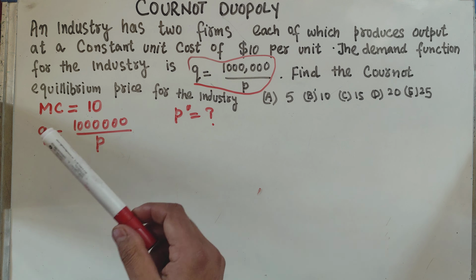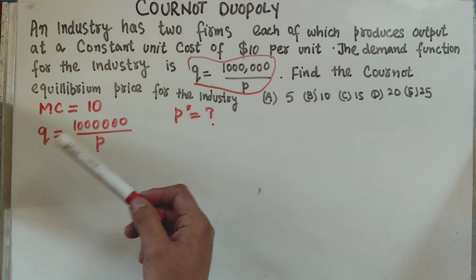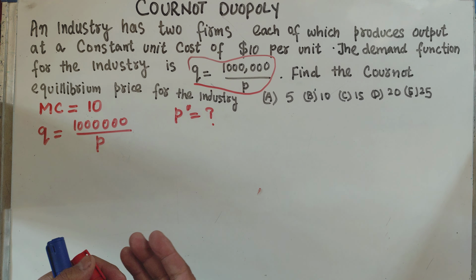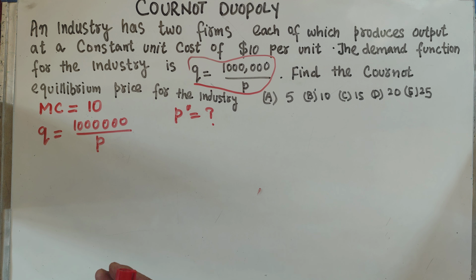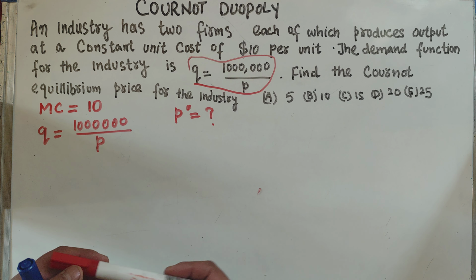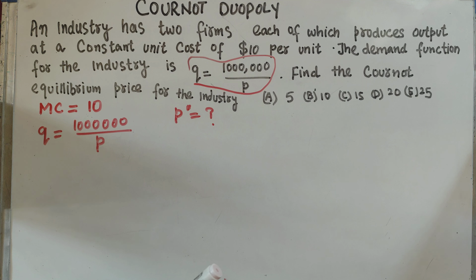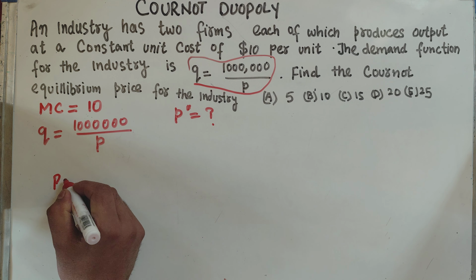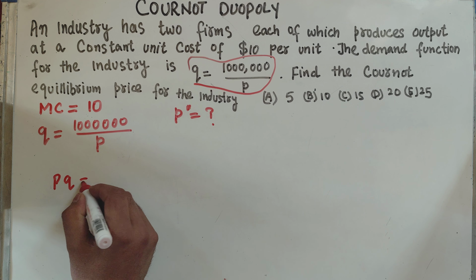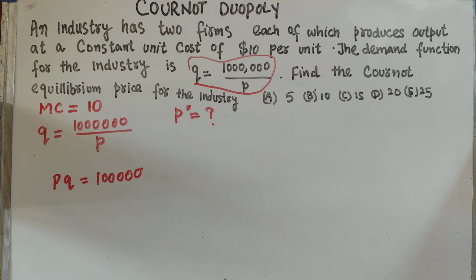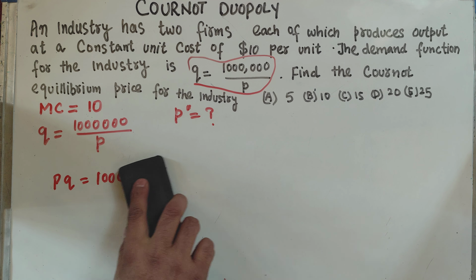If we visualize the given demand function, it is what we call a rectangular hyperbolic demand function, or a constant elasticity demand function. Because if I transpose it, P times Q is 1 million. That means our total revenue will be constant here. So it is a constant elasticity demand function.